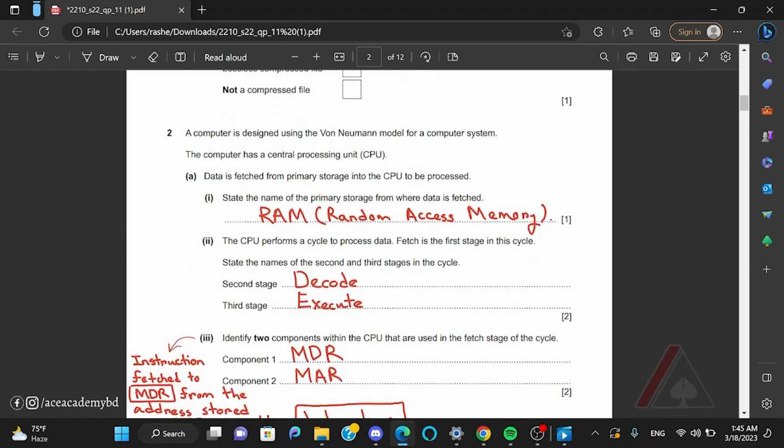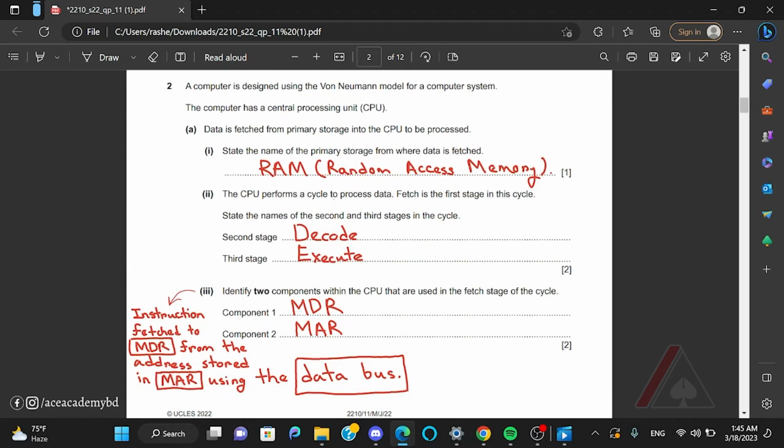So moving on, number 2. A computer is designed using the von Neumann model for a computer system. The computer has a central processing unit. A. Data is fetched from primary storage into the CPU to be processed. State the name of the primary storage from where data is fetched. So the CPU can directly access only the RAM. Other storage devices such as the SSD or any other secondary storage device cannot be accessed by the CPU. So the answer will be RAM, random access memory.